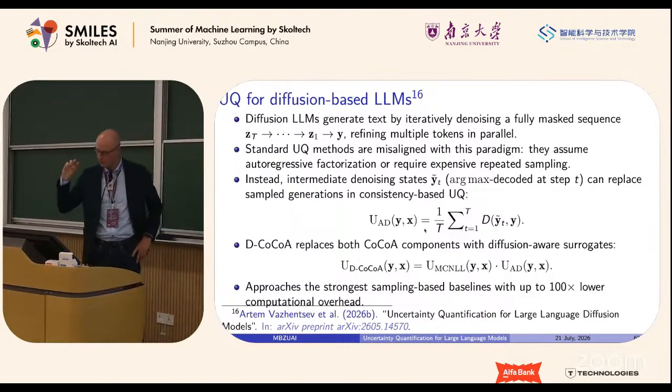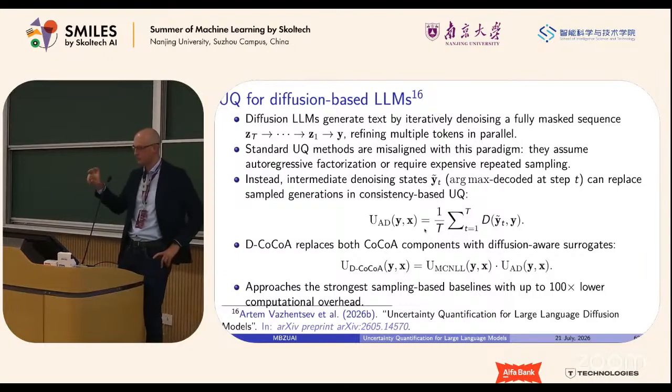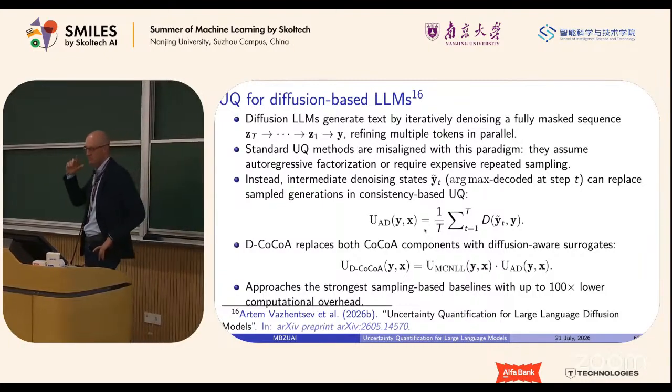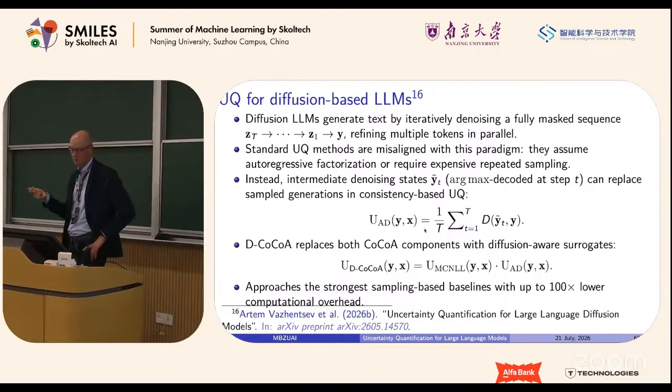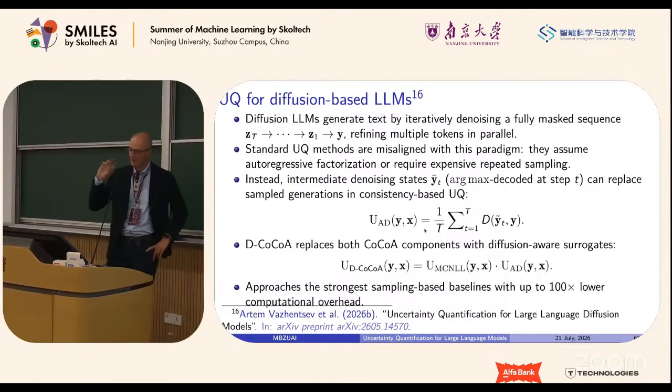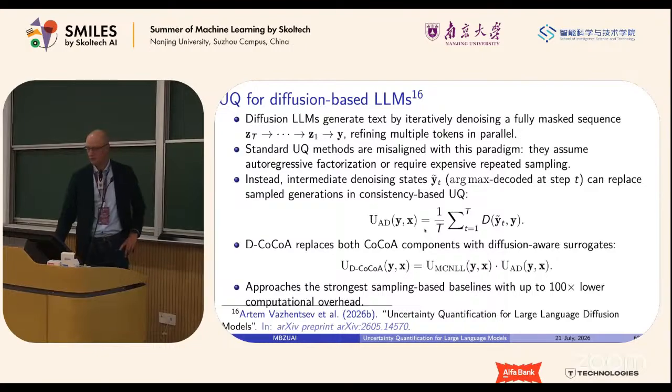And the second thing, we replace the maximum sequence probability estimate with an estimate that is more tailored to diffusion-based models, because of course diffusion-based models don't have the factorization of probabilities that you have in autoregressive models.